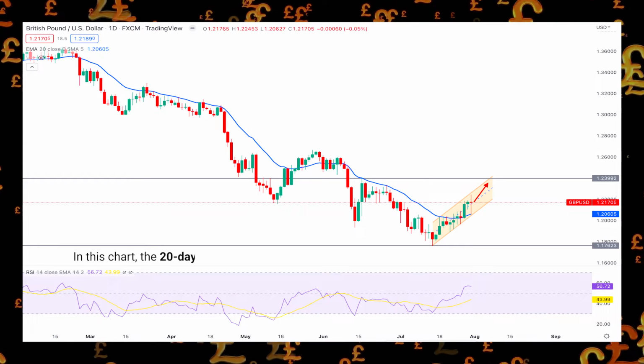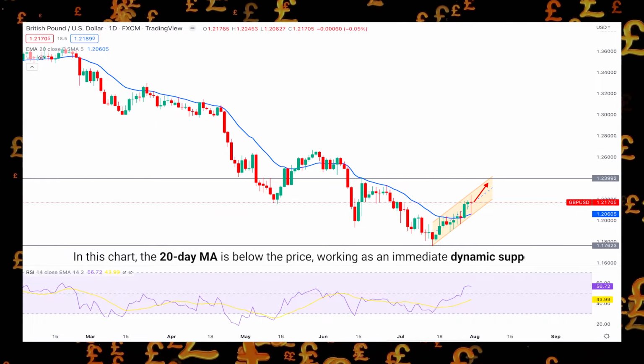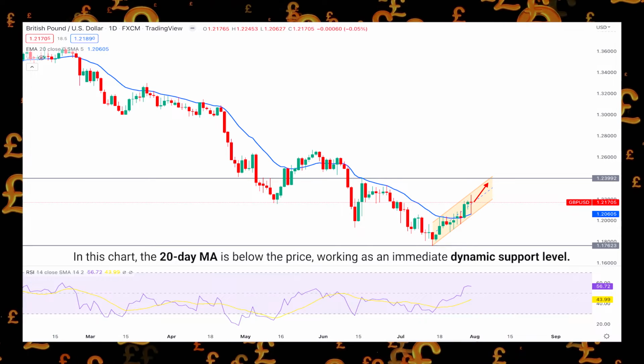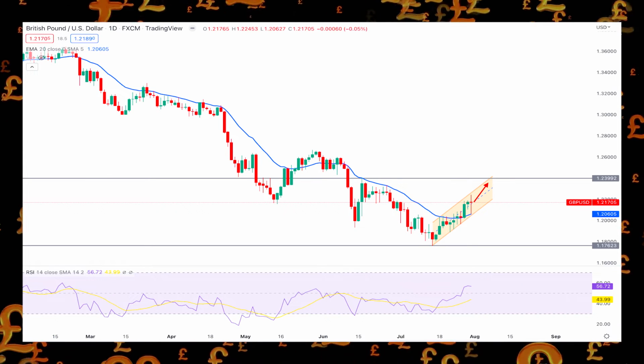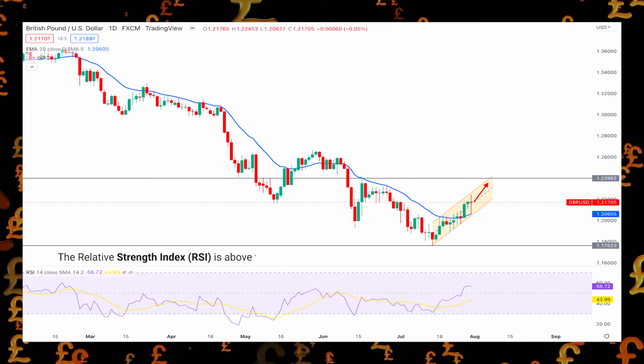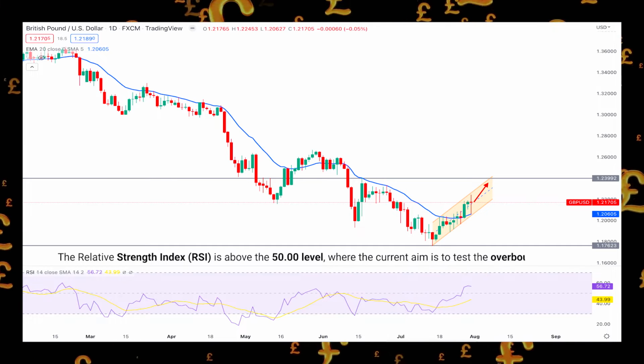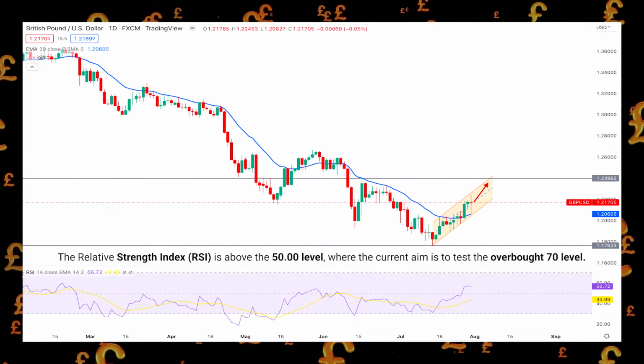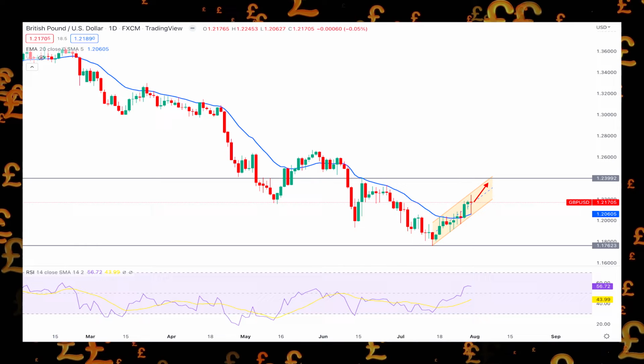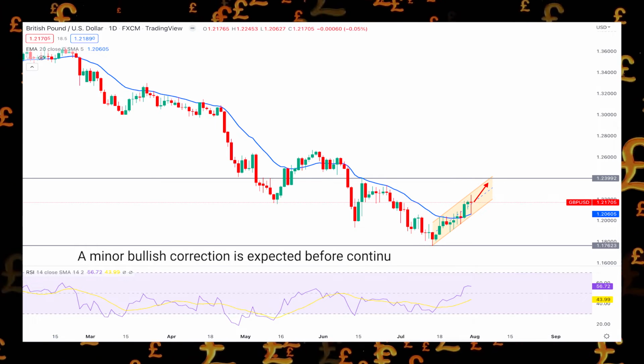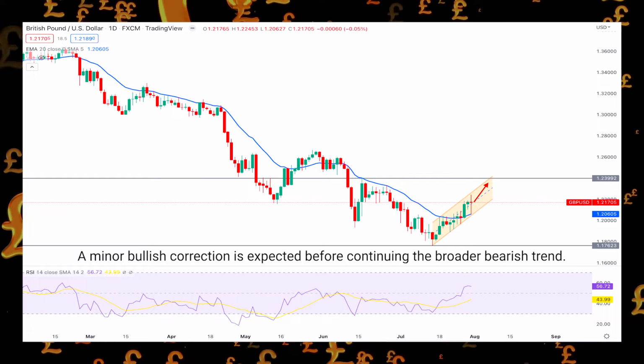In this chart, the 20-day MA is below the price, working as an immediate dynamic support level. On the indicator window, the Relative Strength Index, RSI, is above the 50 level, where the current aim is to test the overbought 70 level. In that case, a minor bullish correction is expected before continuing the broader bearish trend.